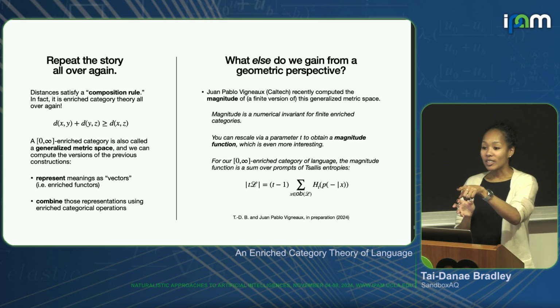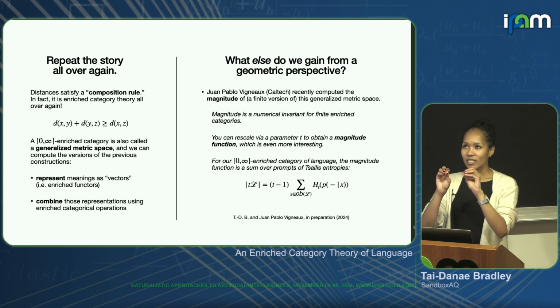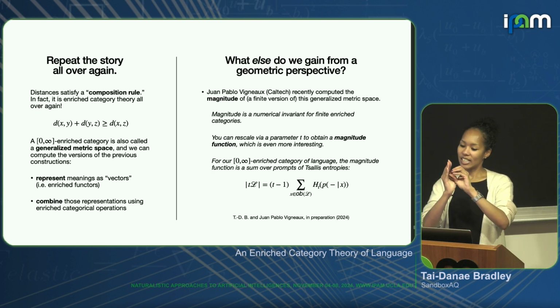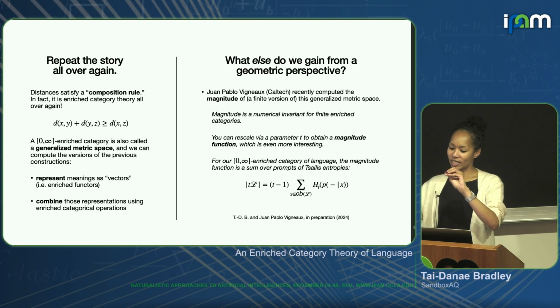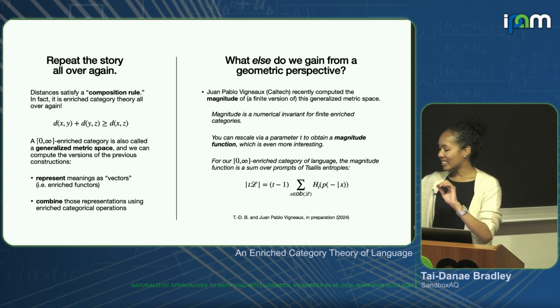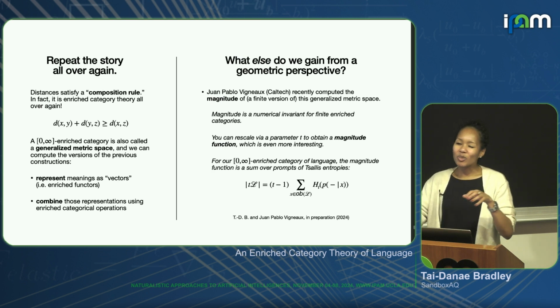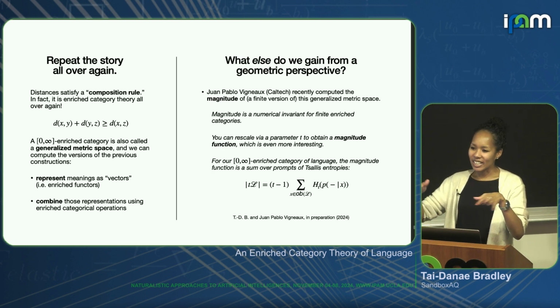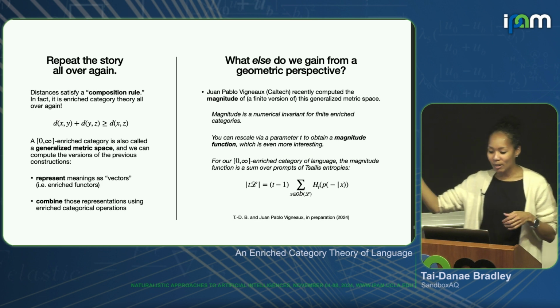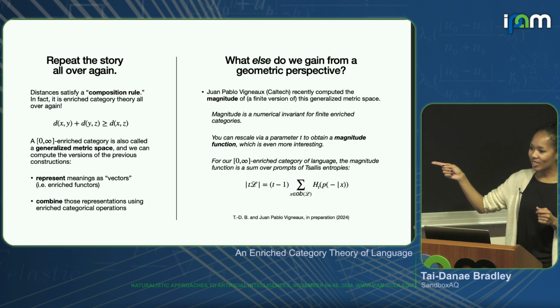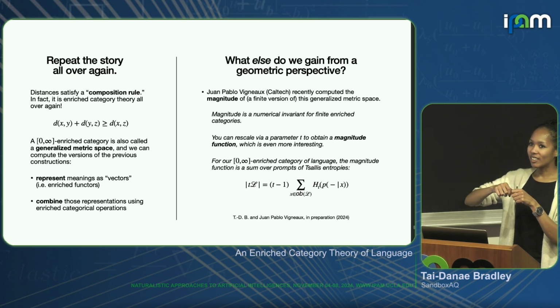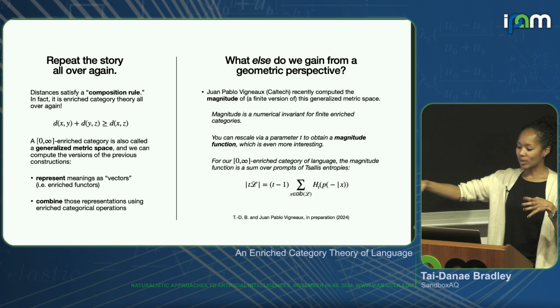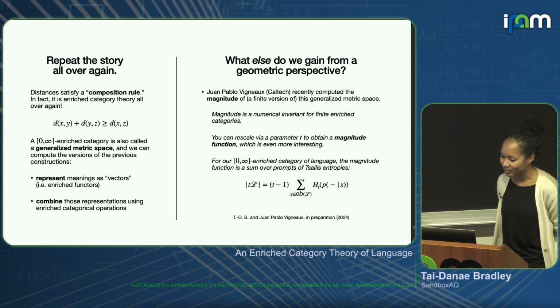So when you think of language, our category, as just extending strings by adding tokens on the right, and by the way, it's a caveat, this works for finite enriched categories. So if you only look at strings up to some fixed length, things are finite. Juan Pablo recently computed the magnitude of this category. Actually, if you think of rescaling your metric space by a parameter t, you get a magnitude function.